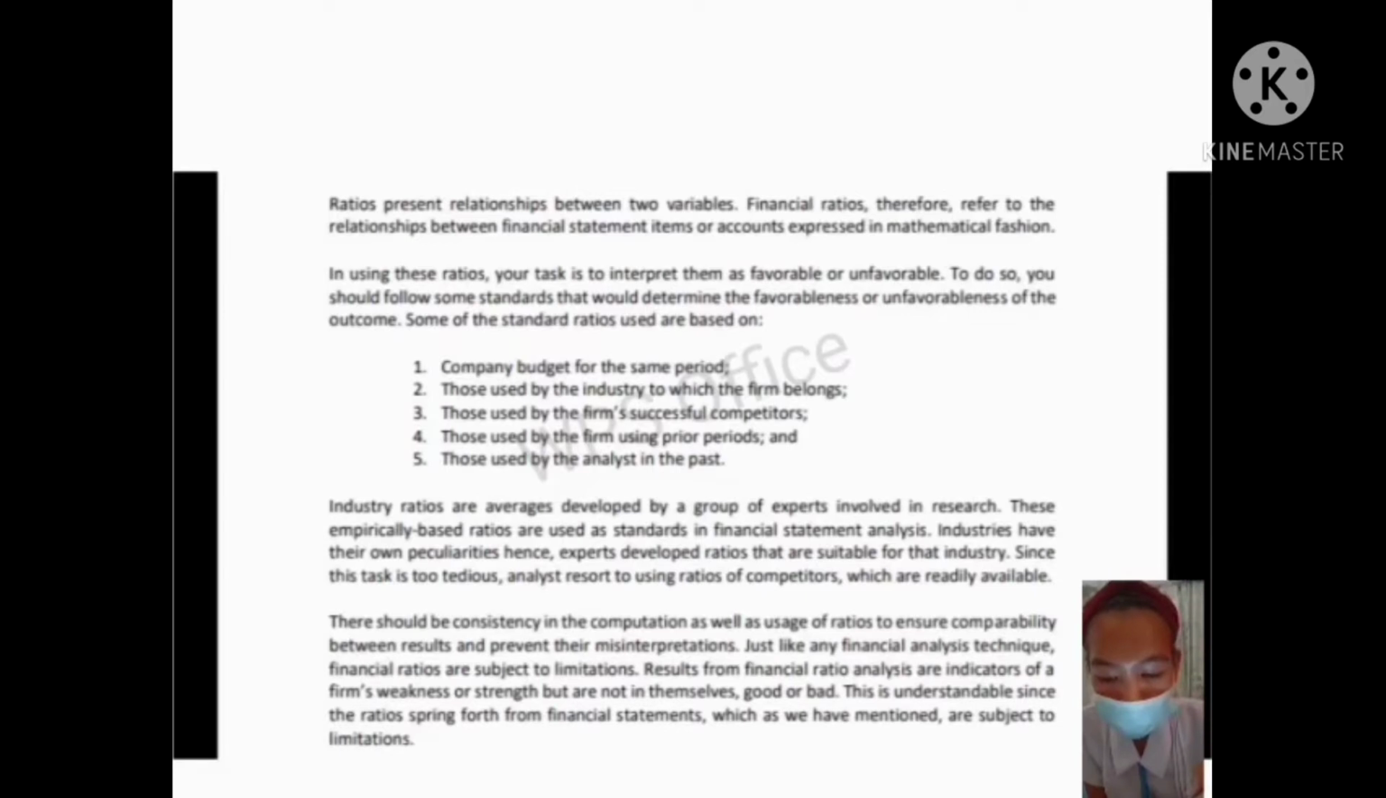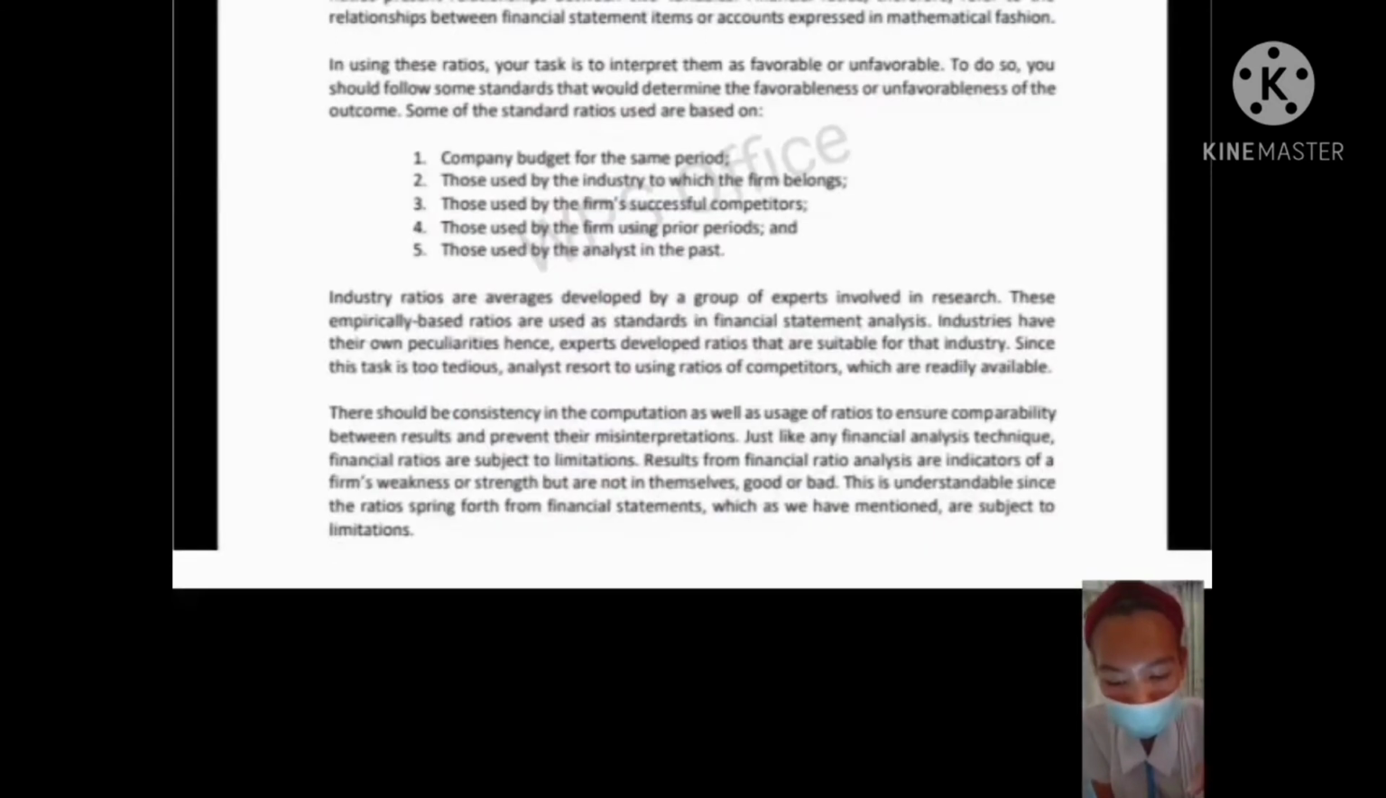favorableness or unfavorableness of the outcome. Some of the standard ratios used are based on: number 1, company budget for the same period; number 2, those used by the industry to which the firm belongs; number 3, those used by the firm's successful competitors; number 4, those used by the firm in prior periods; and number 5, those used by the analyst in the past.